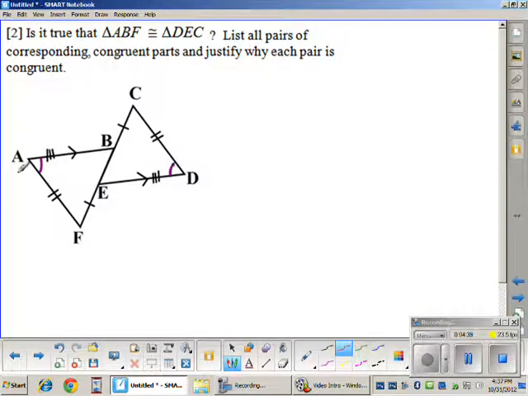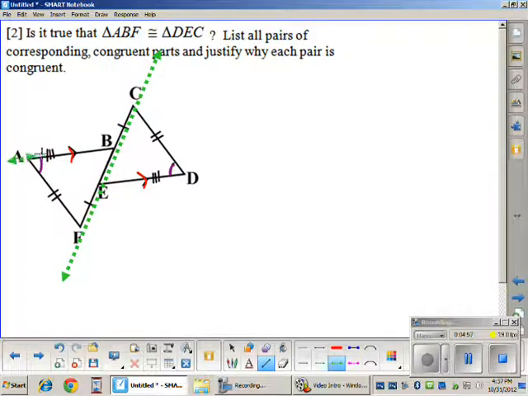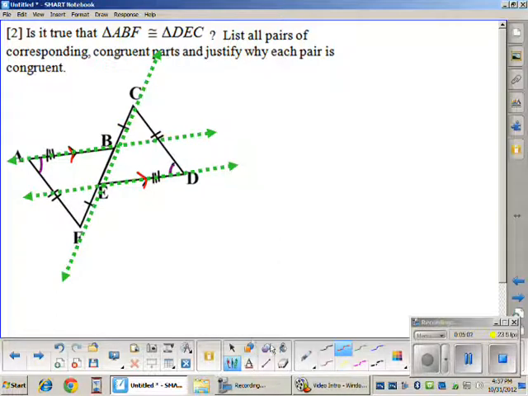But I do have a parallel marking here, and I do have a parallel marking here. That's interesting. If I accept SC to be a transversal, and AB is parallel to ED, I think I'm in business in terms of an angle. The reason being, wouldn't this angle at B and this angle at E be alternate interior angles? The lines are parallel, this is a transversal, so these two angles should be congruent.